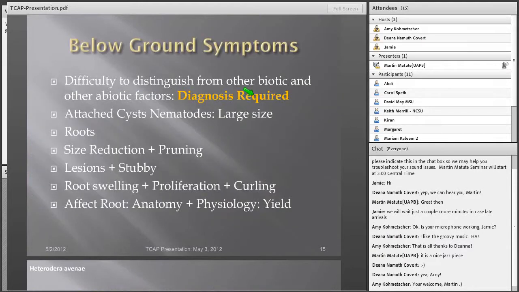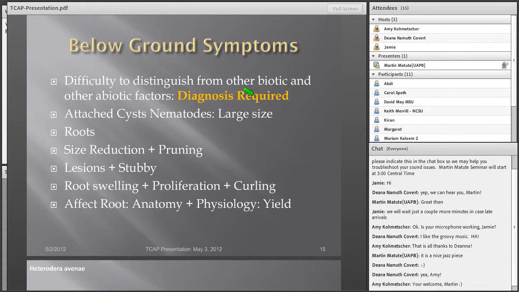So what are some of the below ground symptoms of nematode infection? Again, like I probably said earlier, it may be difficult to distinguish that from other biotic and abiotic factors in the soil. So the best way to know is that a diagnosis will have to be done. If it is the roots, you take the roots and see if you can extract any nematodes from the roots, or from the rhizospheric soil, that is, soil around the rooting system.